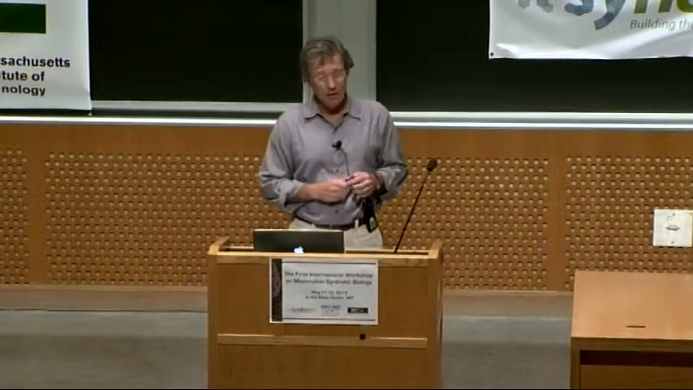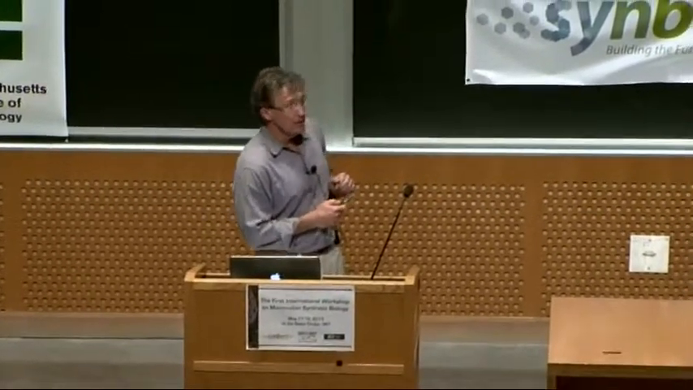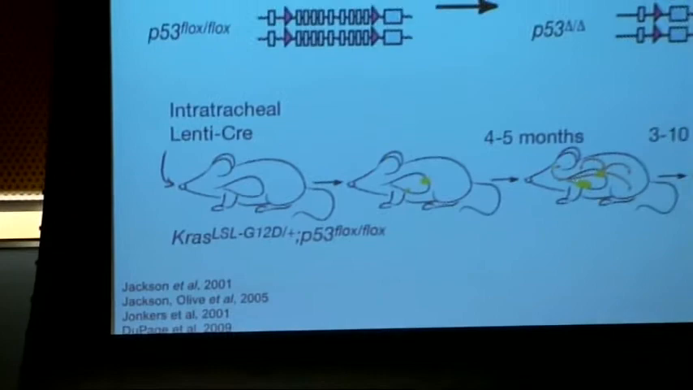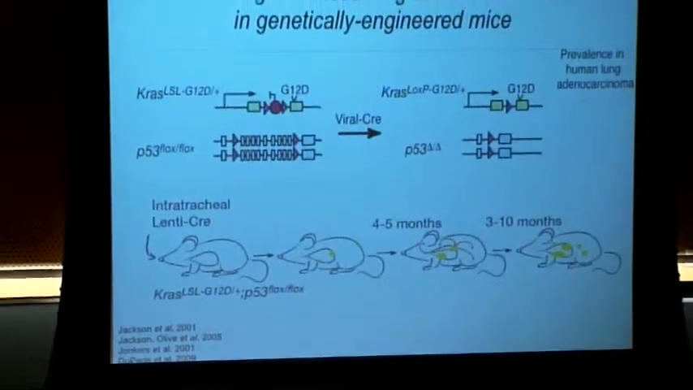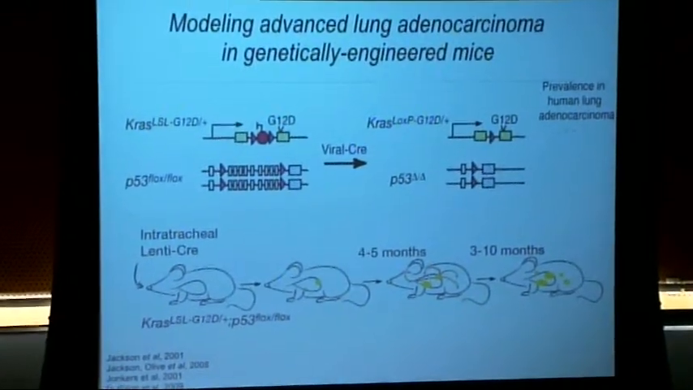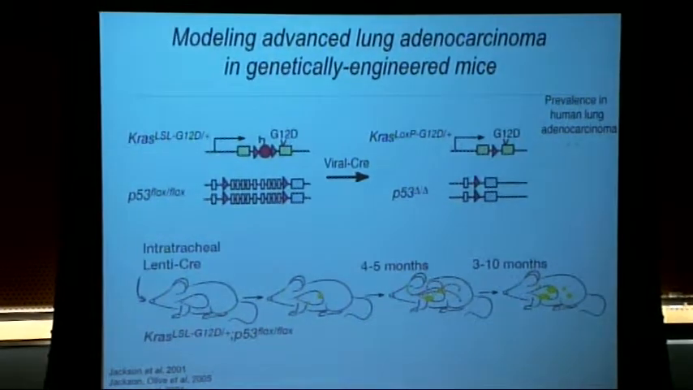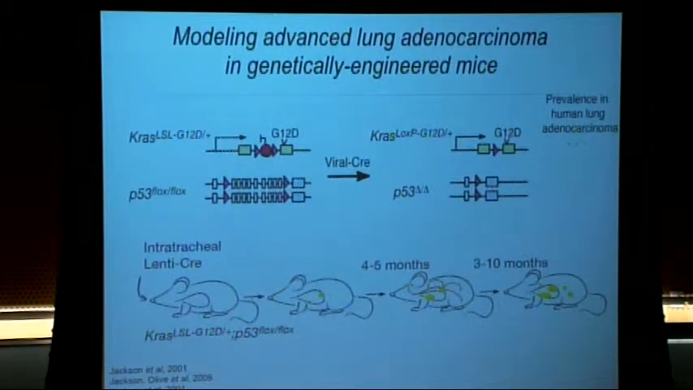And so we constructed the so-called lox-stop-lox allele of KRAS. This allele has an oncogenic point mutation in codon 12, like you would see in human cancers, knocked into the endogenous gene. But the gene is silenced by virtue of a transcriptional stop element, and the stop element is surrounded by loxP recombination sites, such that in the presence of Cre, the stop is removed and the gene turns on. We also got from Anton Berns's lab a floxed P53 allele, so this gene is wild type in the germline configuration, but it can be inactivated using Cre recombinase.